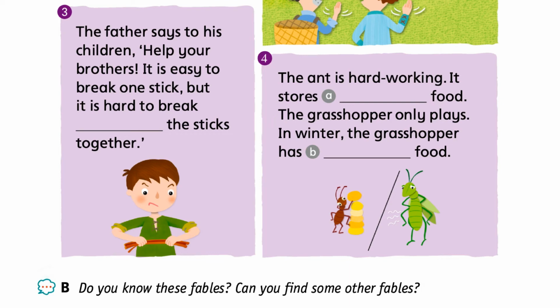Look at fable number 4. We can see an ant and a grasshopper. To store some food means you put away some food so that you can come back and get it later. The ant is hardworking. It stores A food. The grasshopper only plays. In winter, the grasshopper has B food.